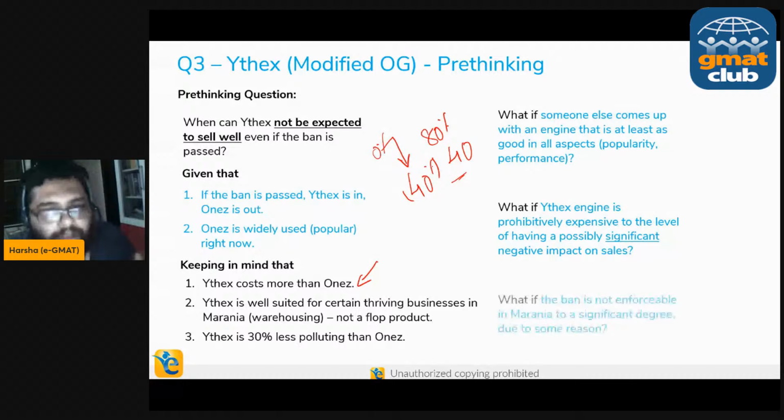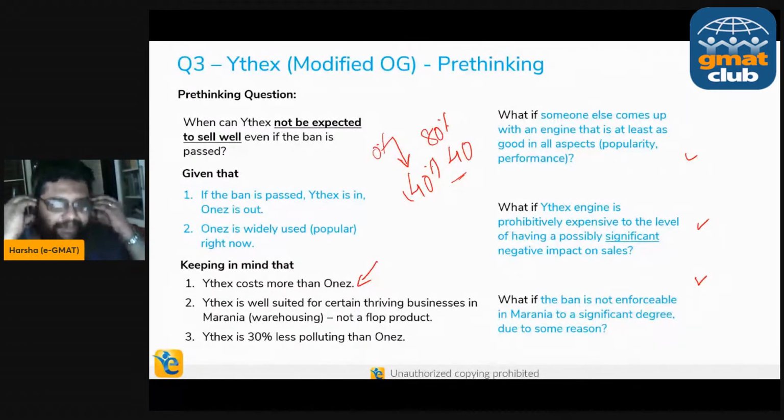That's possible. Similarly, there is a big difference between passing a ban in parliament or whatever and actually implementing it on the ground. Even if the ban is passed, what if it's not enforceable to a significant degree? What if compliance is very, very poor? Then even if the ban is passed, Ones is selling like hotcakes on the black market because the ban was not implemented properly, and therefore you cannot expect Vitex to sell well because Ones is still occupying that space. So I could come up with three, and there are actually more. You could come up with 4, 5 if you ask me. But end of the day, the one thing that in the exam you should be able to arrive at is this one.